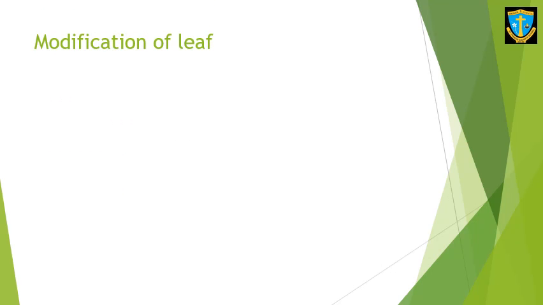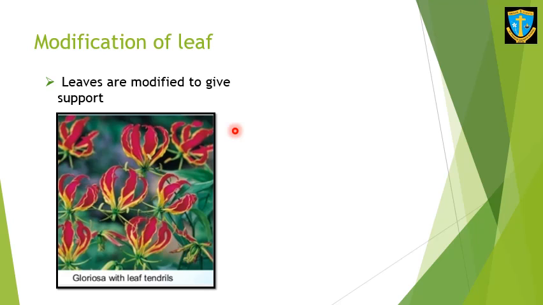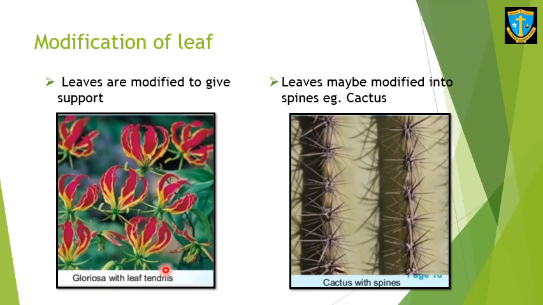Modification of leaf. Yes, leaves also show some modification. The leaves grow tendrils to give support to each other, in case of this gloriosa. Also in cactus, I said earlier, there are no leaves in cactus. The green part you see, those are not leaves, but they are the stem. Here the leaves are present, but they are modified into spines. The thin thorn-like structure, this is the leaves.